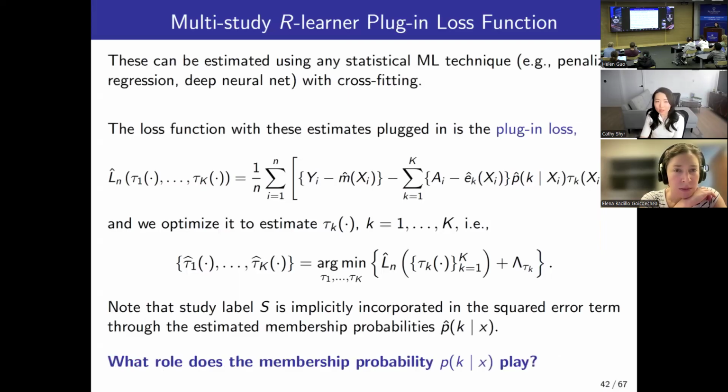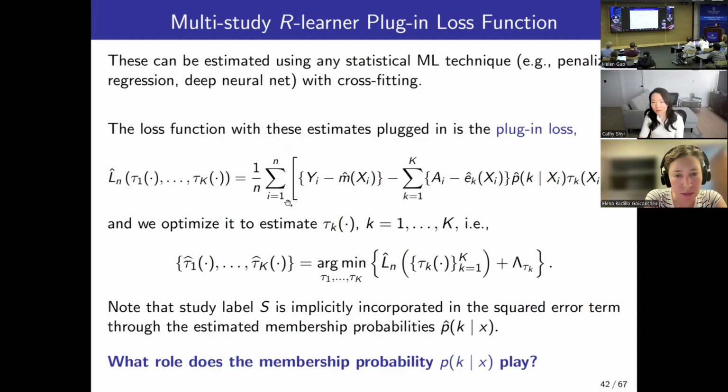So these quantities can be estimated using statistical ML techniques, for example, penalized regression or deep neural nets, that are appropriate for the task at hand, with cross-fitting. So the loss function with these estimates plugged in is called the plug-in multi-study R-loss, which is denoted by ln hat. So everything is the same as before. Now we've put hats on the nuisance functions and the membership probability. And again, we can optimize it to estimate tau 1 through tau k.